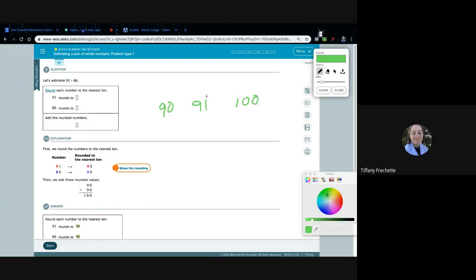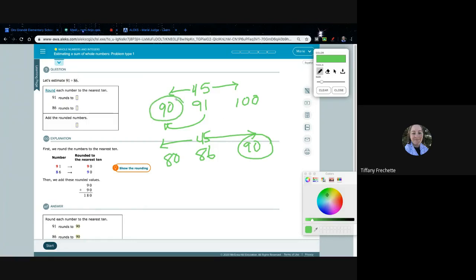If it's 4 or smaller, we go down this way. If it's 5 or bigger, we go up this way. So 1 is 4 or smaller, so we're going to go to 90. Same thing with 86, we need to decide, is it closer to 80 or is it closer to 90? So remember, 4 or smaller we round down, 5 or bigger we round up. So 6 is 5 or bigger, so we round up to 90. We rounded down to 90, we rounded up to 90, that's how they got 90 and 90. They add those together and they get 180.